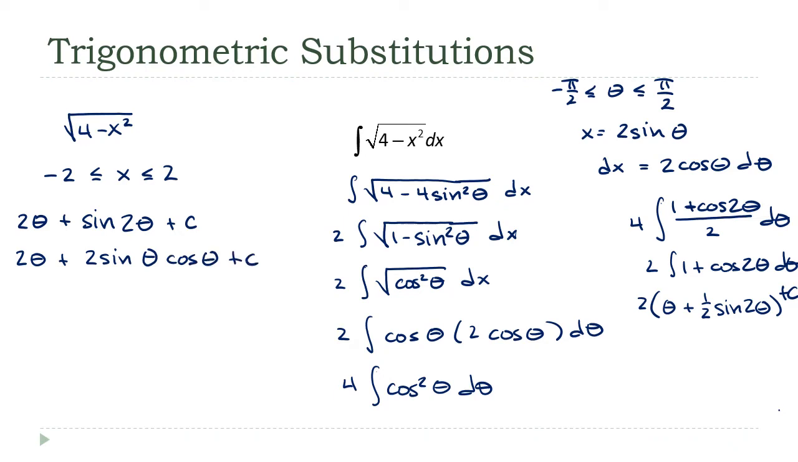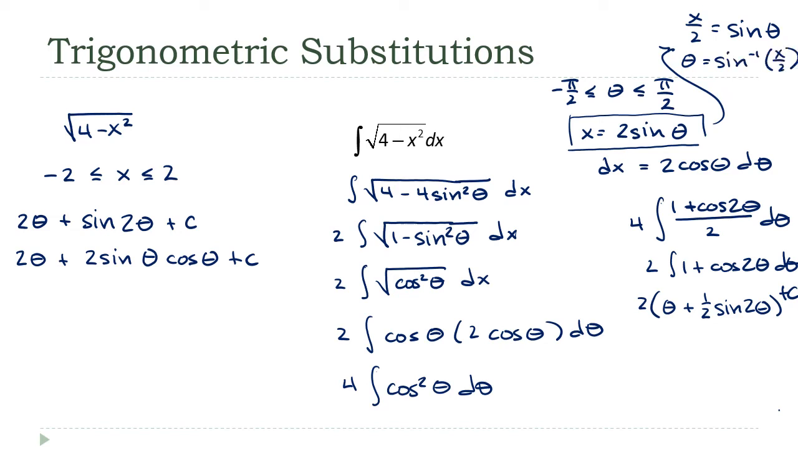Now, I need to go back to this being about x's. Well, first, look up here. Remember what our substitution was, right? So if I solve that for theta, x over 2 equals sine theta, which means theta is the inverse sine of x over 2. All right, so let's put that in here. This is 2 inverse sine of x over 2 plus, okay, 2 sine theta, again, come back over here. 2 sine theta is just x.